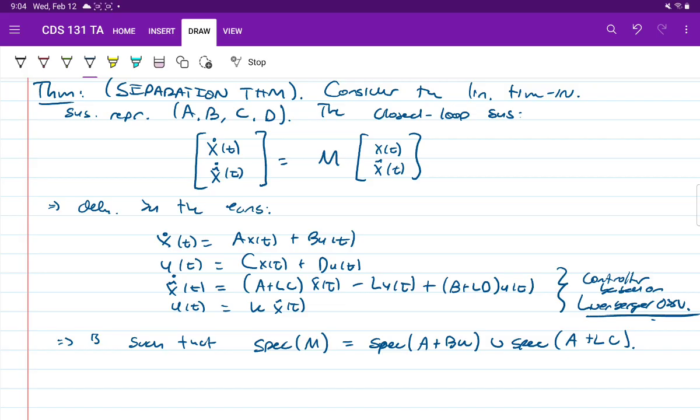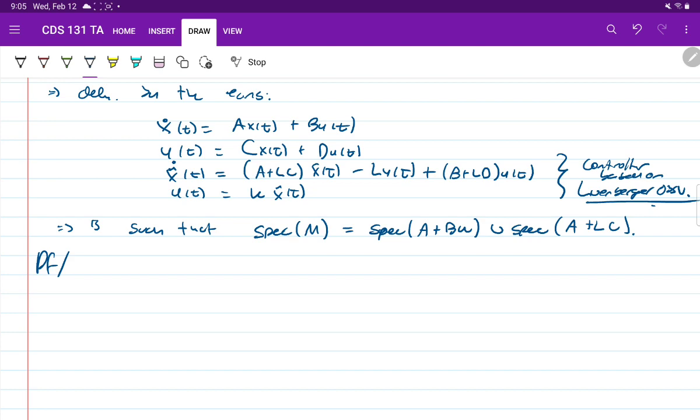So the basic result of this is that if we pick L such that A plus LC is Hurwitz, and we pick K such that A plus BK is Hurwitz, then our full output feedback system is in fact stable. Okay, let's go ahead and give a proof of this.